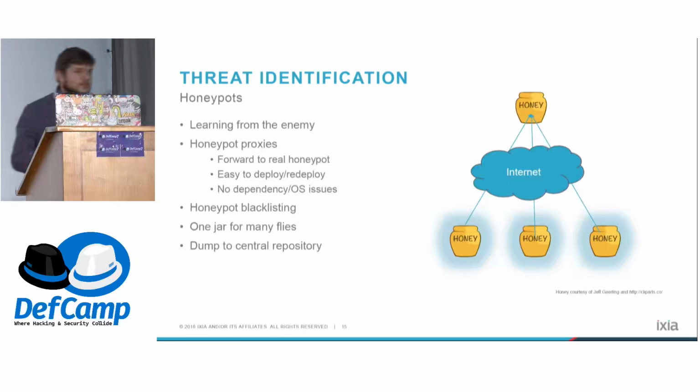This also solves another issue of honeypot blacklisting. So if at one point you see you don't have any more traffic on one box because it's been blacklisted as a honeypot, you just take it quickly, deploy it on another part of the internet, and you're done. So you're using just one jar, which is easy to administer, to catch a whole lot of flies, and dumping data to your central repository.